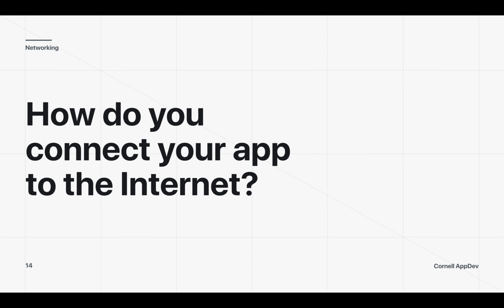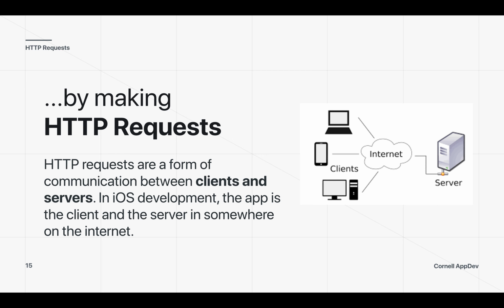So now that we see the advantages of connecting our app to the internet for data, how do you connect your app to the internet? We do this by making HTTP requests. These requests are a form of communication between clients and servers. In iOS development like we're doing, the app that you're developing is the client, and the server is somewhere on the internet, and the server will hold some data that you want.